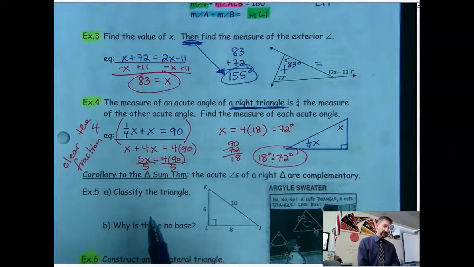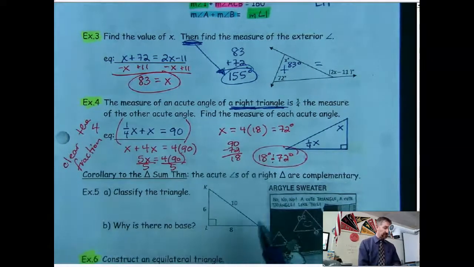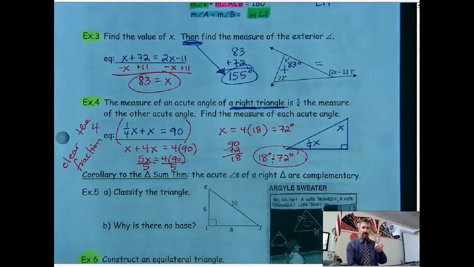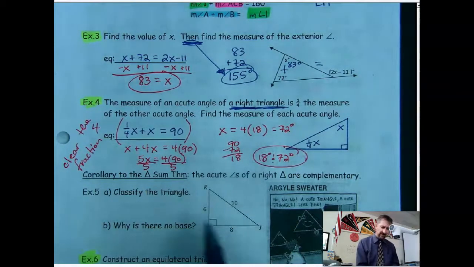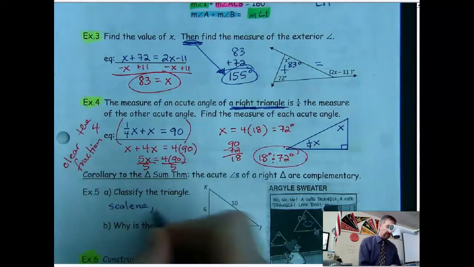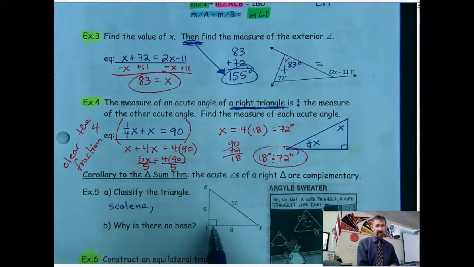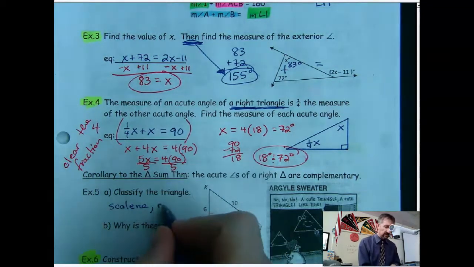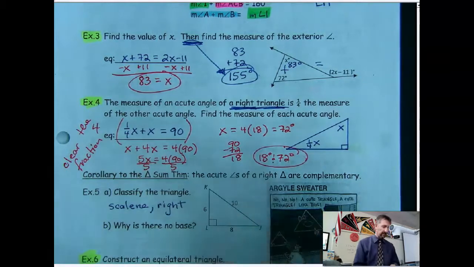All right, classify this triangle. So remember, we're trying to classify it two ways, sides and angles. So at first, look at the sides. That should be pretty easy. That's going to be scalene. None of the sides are equal. And you see this down here, so that should be pretty easy also. That's going to be a right triangle.